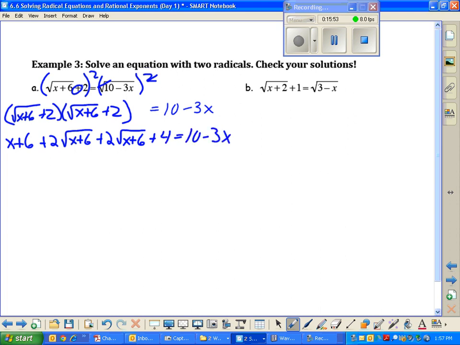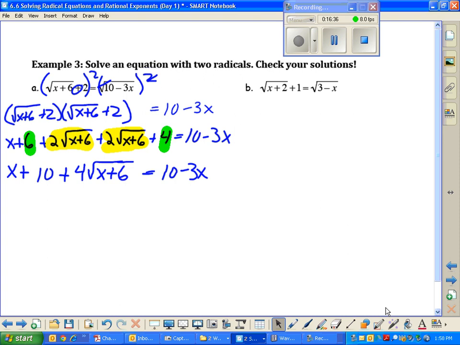Now, when I FOIL, you folks know that we can normally combine our O and our I. So I'm going to simplify the left side by combining like terms. I do have like radical parts there, so I can put those together. And then I have some constants, 6 and 4, I can also put together. So to simplify that left side, we have x plus 6 and 4 is 10. And then 2 times the square root of x plus 6 plus 2 times the square root of x plus 6 is 4 times the square root of x plus 6. And that's equal to 10 minus 3x on the right side.